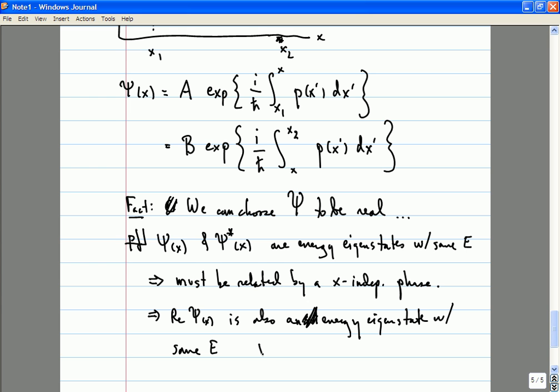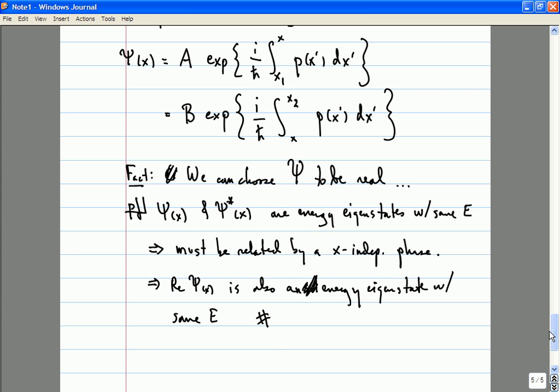So let's just work with the real part of psi. That has to be an energy eigenstate. And so I am free to choose my overall phase multiplying the wave function so that psi of x is always real.